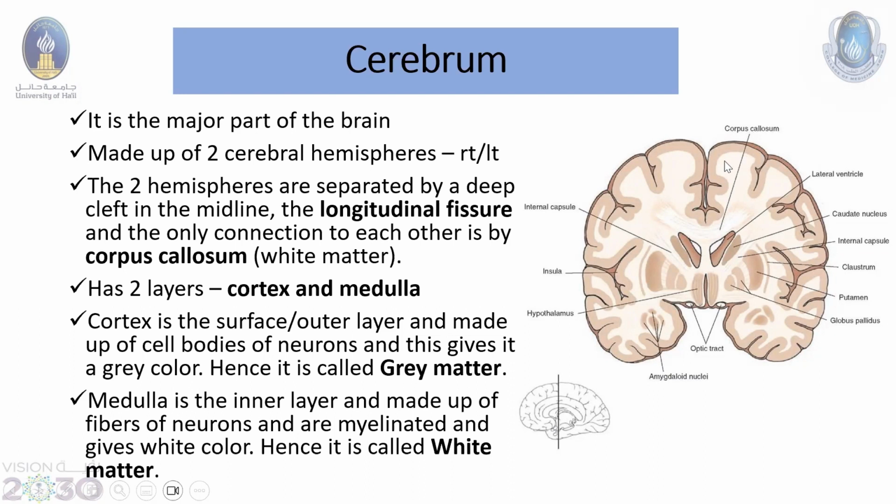Then deep inside we have the white matter, which is the medulla. It is mainly made up of axons as well as dendrites, and usually these are myelinated, and this gives it a white color. That's why this medulla, with its white fibers, is called the white matter. So the cerebrum has two parts: cortex and medulla, or the gray matter and the white matter. Gray matter outside and white matter inside.